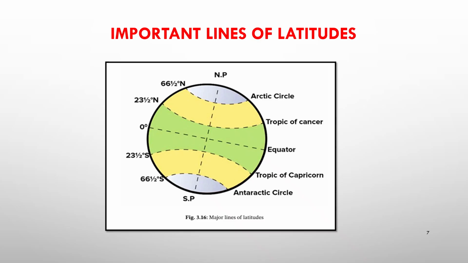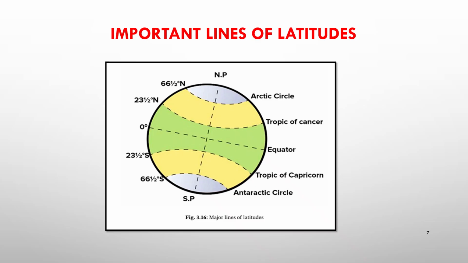So, the last important line of latitude is the South Pole. The South Pole is the southernmost point on Earth, located at 90 degrees south of the equator. So, like the North Pole, all longitudes converge at the South Pole. The South Pole is covered in ice and is part of Antarctica, one of the most inhospitable places on Earth due to extreme coldness.